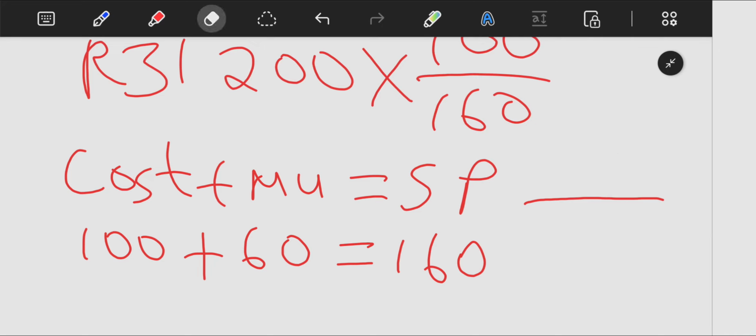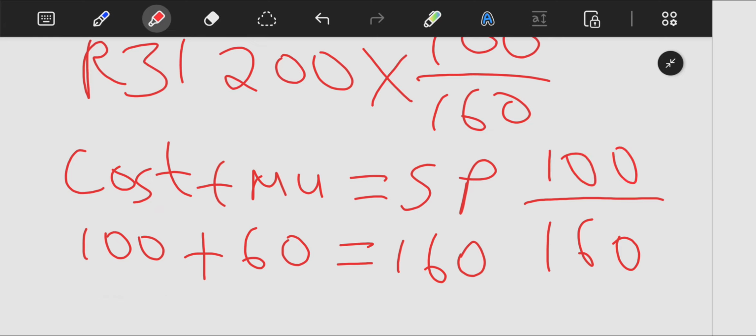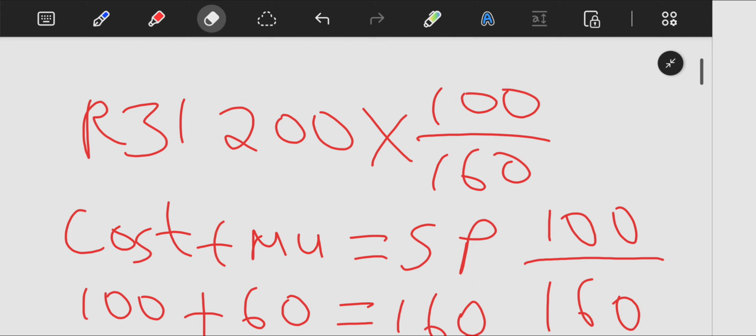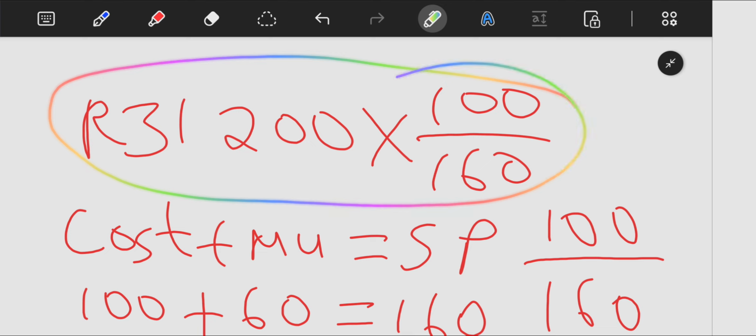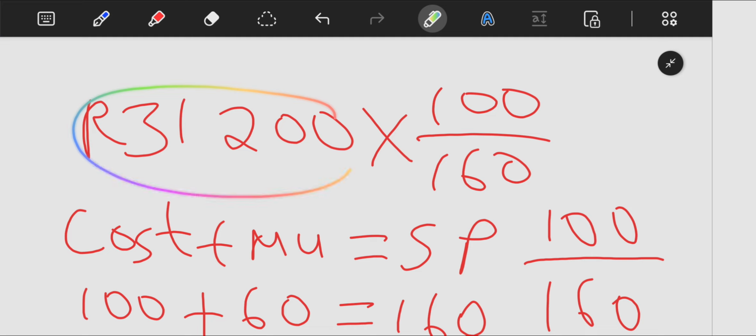So at this point, we are given the sales, which is represented by 160. And we are looking for the cost, which is 100. Right. That is why we have to do this. We say 100, what we are looking for, divided by what we have. And this is what we have. Right.